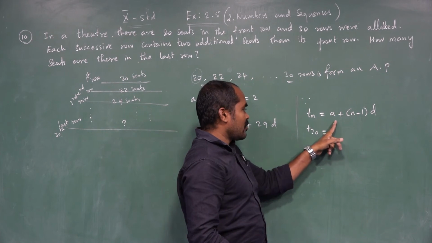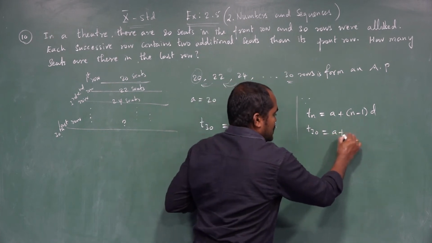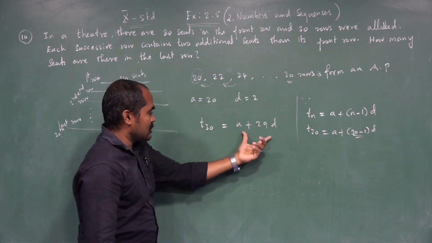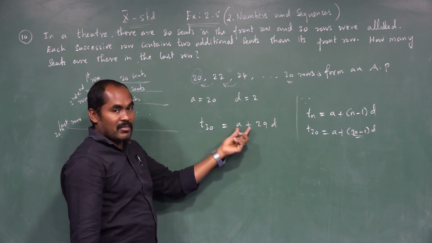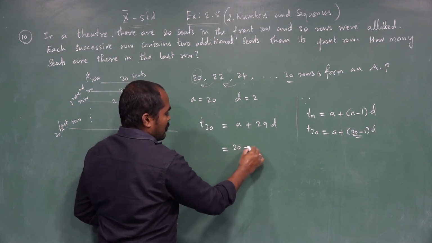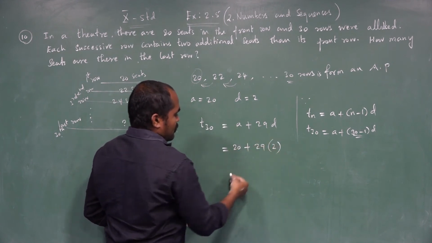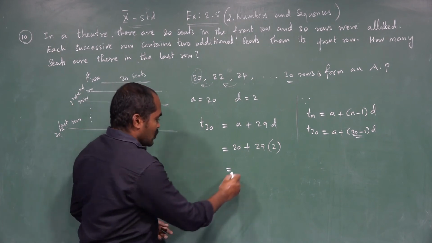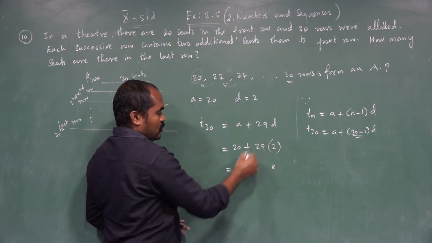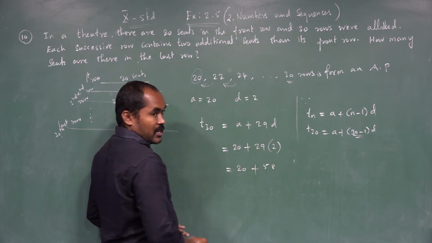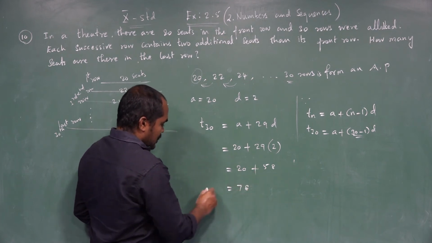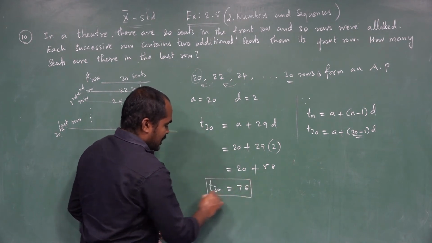So T30 equals A plus 30 minus 1 into d. 30 minus 1 is 29. So T30 is equal to A plus 29d. We know the A value and d value. A value 20 plus 29 into 2. 29 into 2 is 58. 20 plus 58 is 78. So T30 is equal to 78.